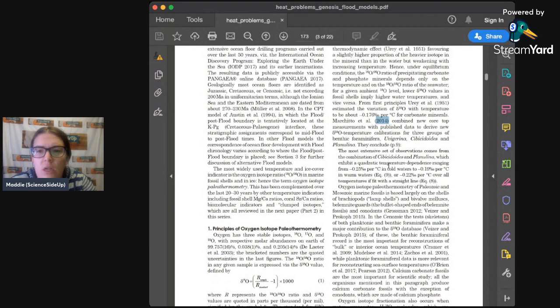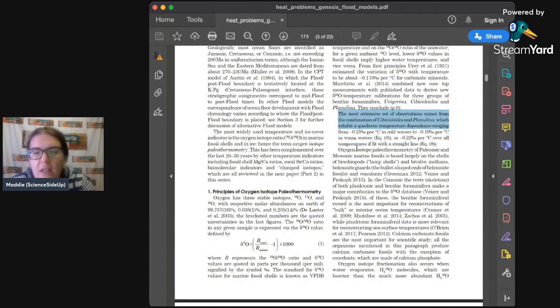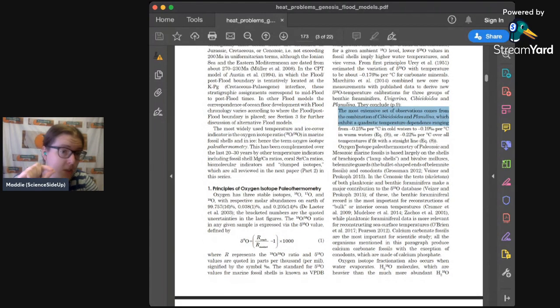They conclude the most extensive set of observations comes from the combination of some Latin names I'm not going to try to pronounce, because I'm not a biologist, which exhibit. I'm not a biologist, and have just enough of the Southern accent that if you make me do Latin or French, oh man, it comes out. It's real bad. And I get embarrassed, and so I don't want to do that.